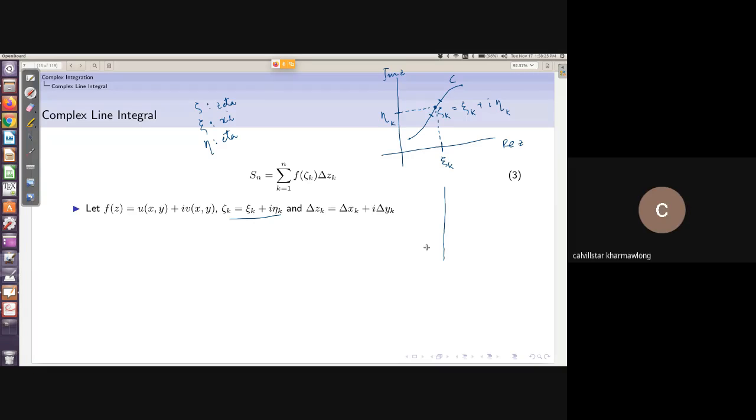Next thing is we have this curve, right? I'll just exaggerate this here. This is z k minus 1, and this is z k. This is your delta zk. Now this delta zk will also have, let me just write this here. This is your delta zk.